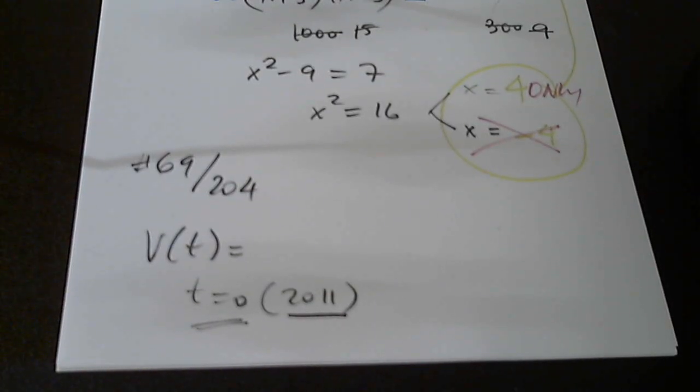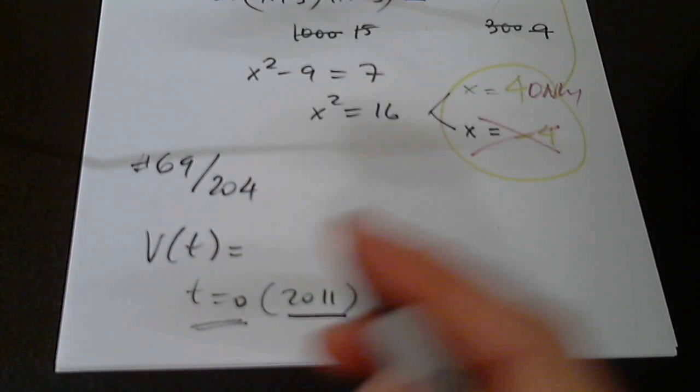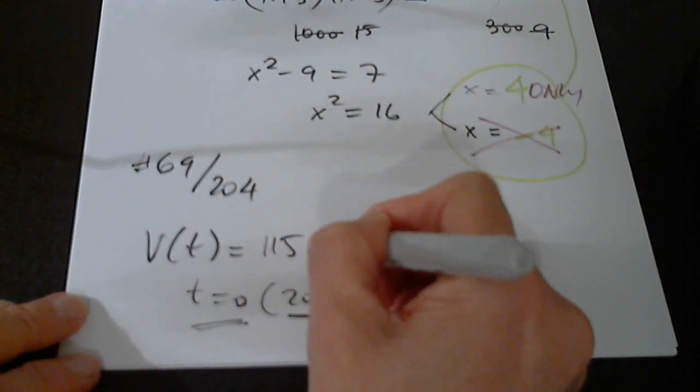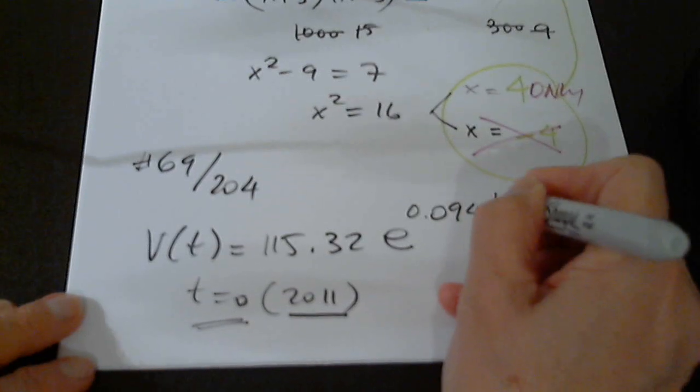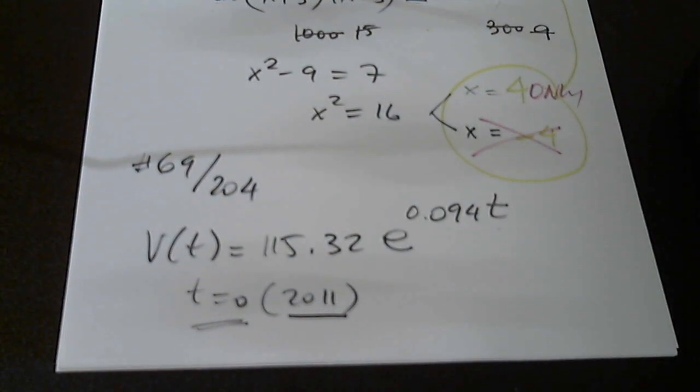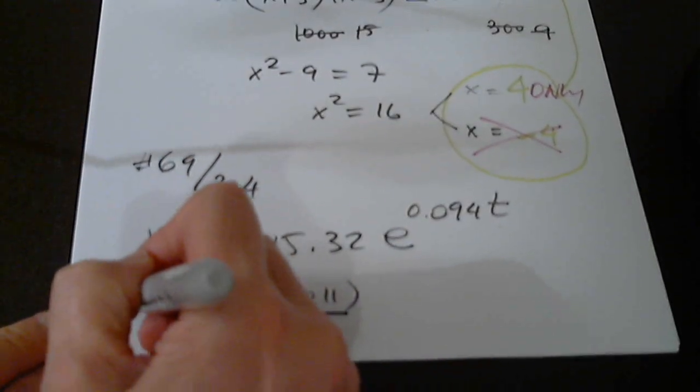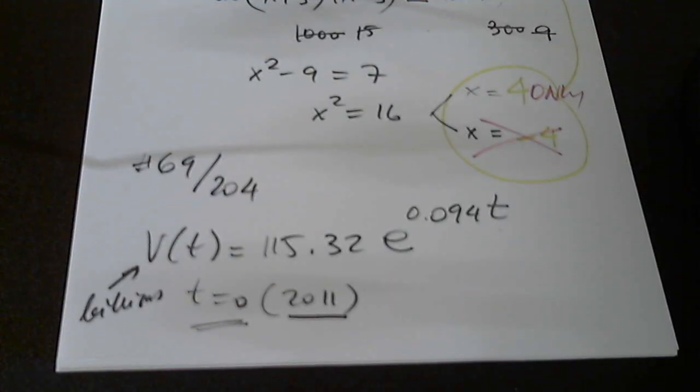Then I copy the model, and the model is 115.32 times e to 0.094t. V is in billions, so I make myself a note, billions. Okay, perfect. Estimate the value of US travel exports, which is V. Estimate the value of V in 2018 and 2020.